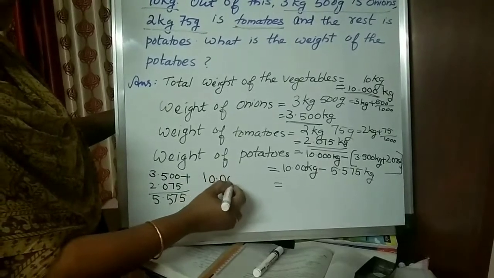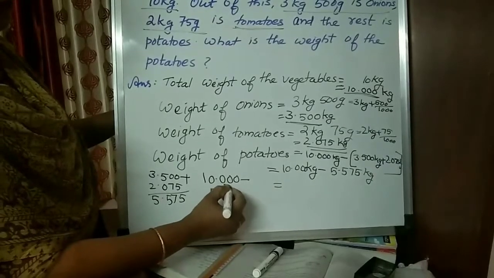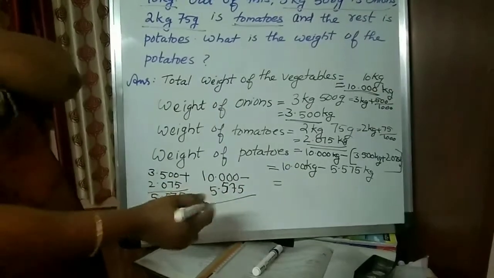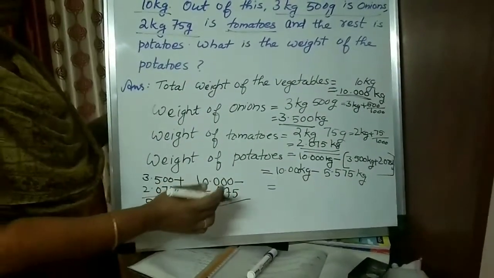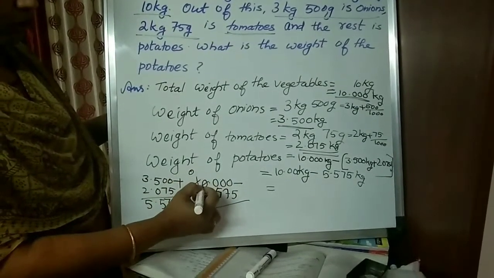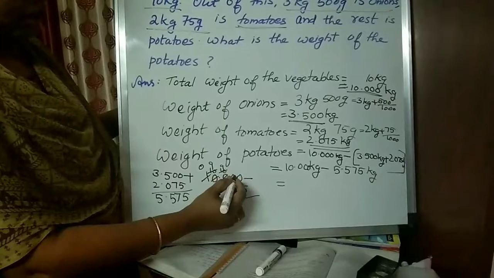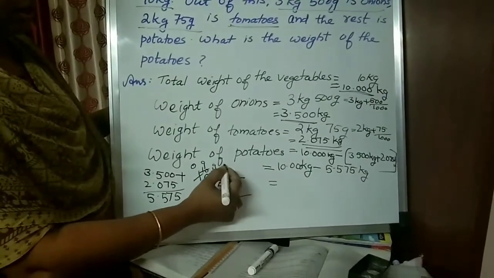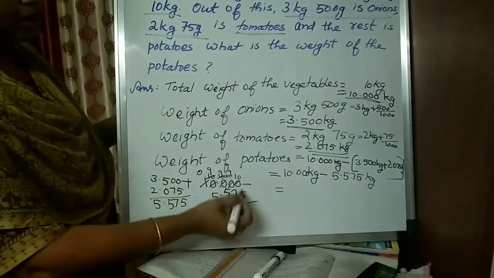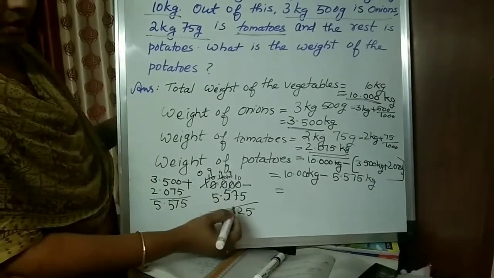That is your final answer. That is 10.000 minus 5.575. Here you listen, 0 minus 5 is not possible. So you borrow from which number? From this 1. This becomes 0. Here 10. Again this becomes 9. Here 10, 9, 10. Here also 9. This becomes 10. Okay, this way you borrow those numbers. Then 10 minus 5 is what? 5. 9 minus 7 is 2. 9 minus 5 is 4.